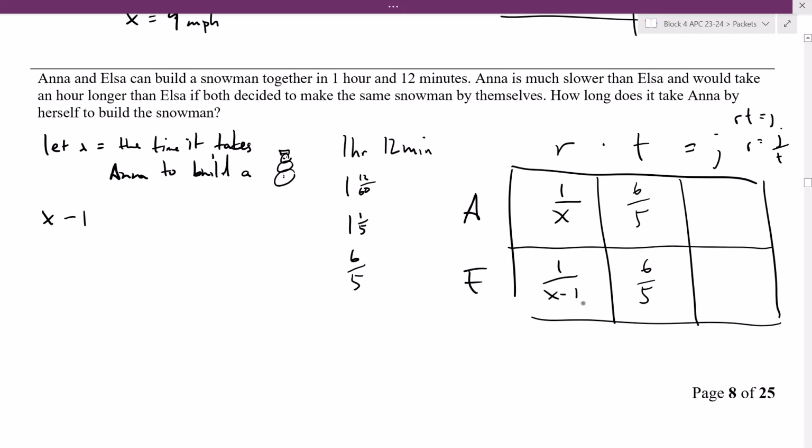That J column. I like to put the constant first, so I'm going to put 6/5 times 1 over X. Or I could do 6 over 5X if you want. Actually I'll do that, 6 over 5X, and this is going to be 6 over 5 times X minus 1. I'm not going to multiply that out, I like to have factors. What's the next step?